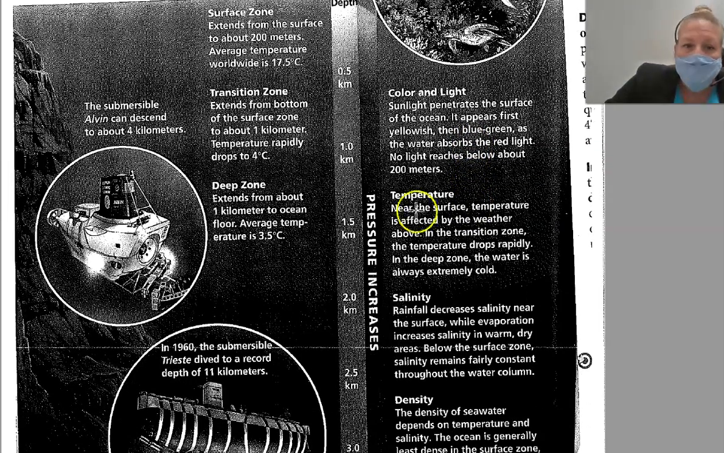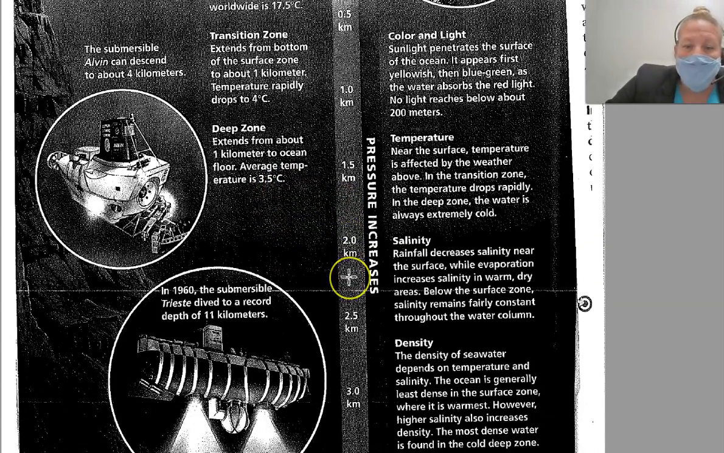Okay. Temperature near the surface is affected by weather above. In the transition zone, the temperature drops rapidly. In the deep zone, the water is extremely cold. So we're here at the deep zone now. It extends from 1 kilometer to the ocean floor, and its temperature is about 3.5 degrees Celsius.